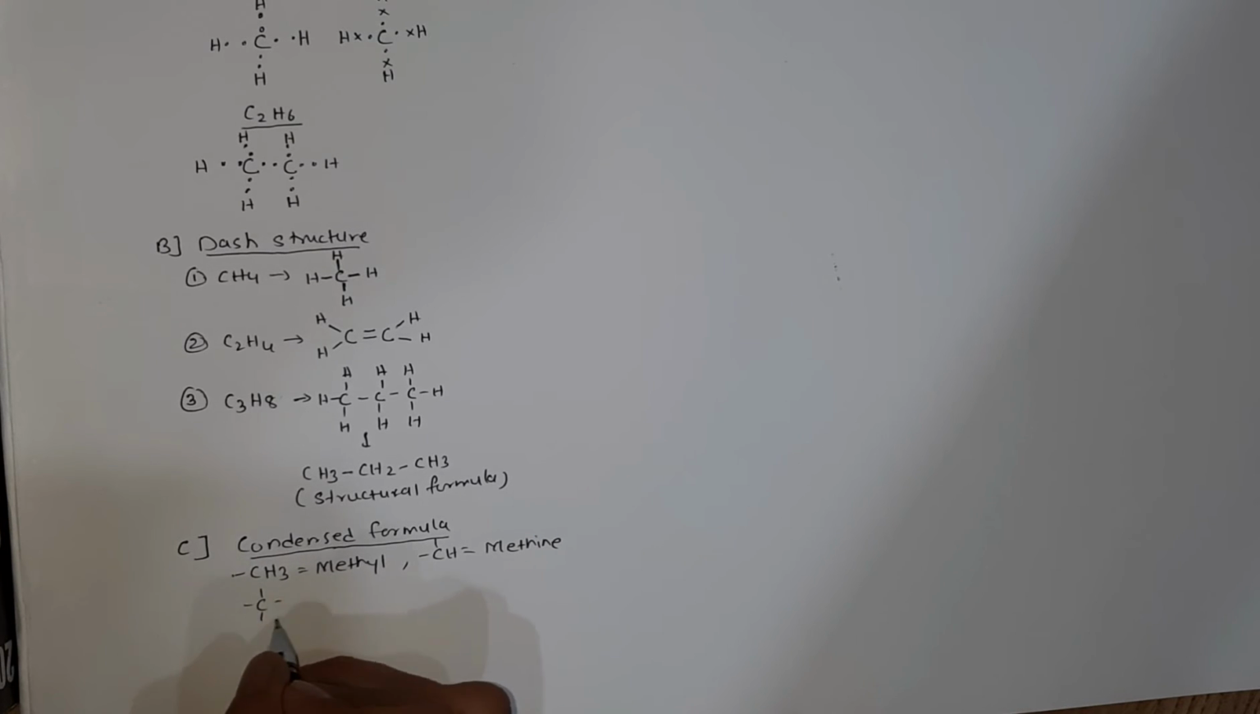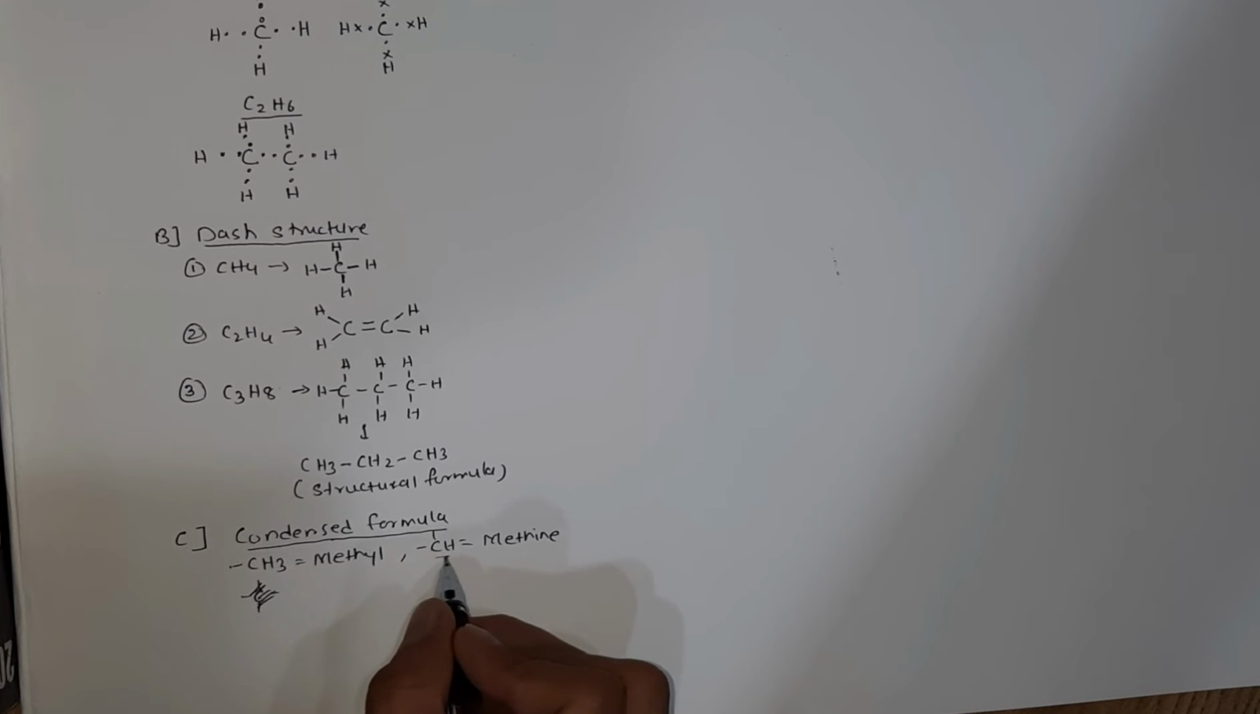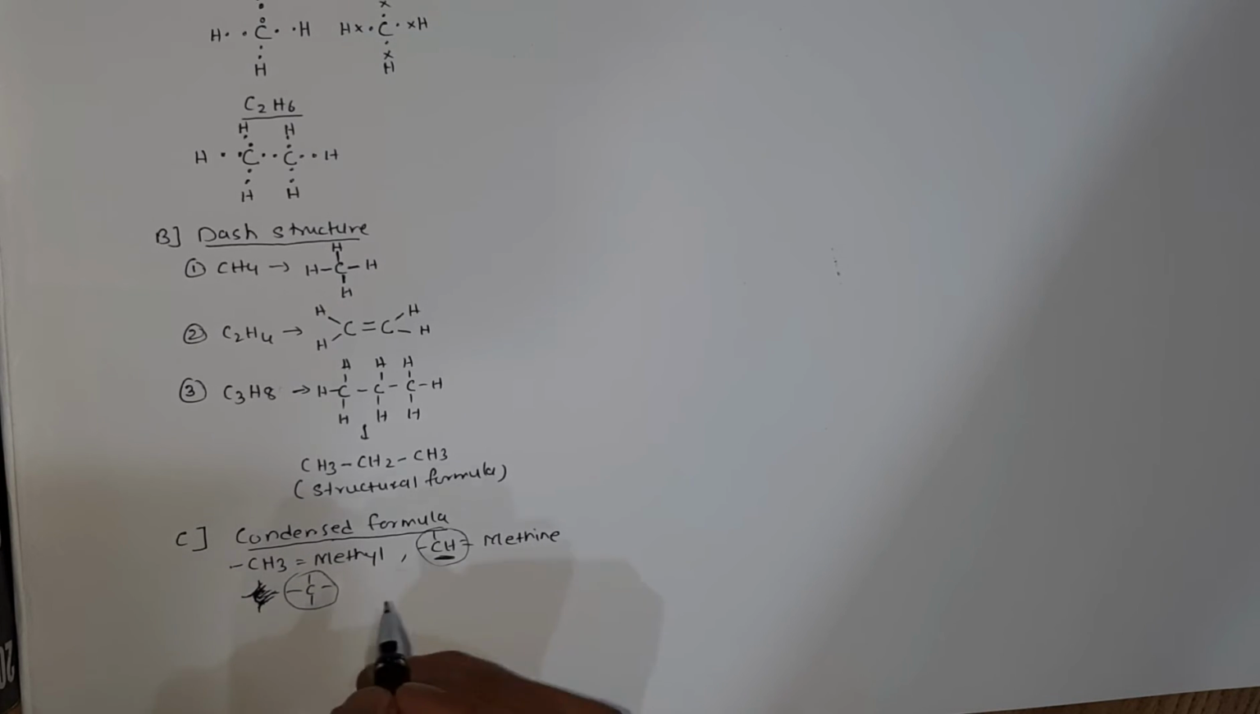Now, if you haven't written this down, it's not a problem. You have to remember this basically. And you know the branch arises from the CH methine or from the C, which is basically a tertiary carbon or a quaternary carbon atom. The branch comes from here, which I have explained.